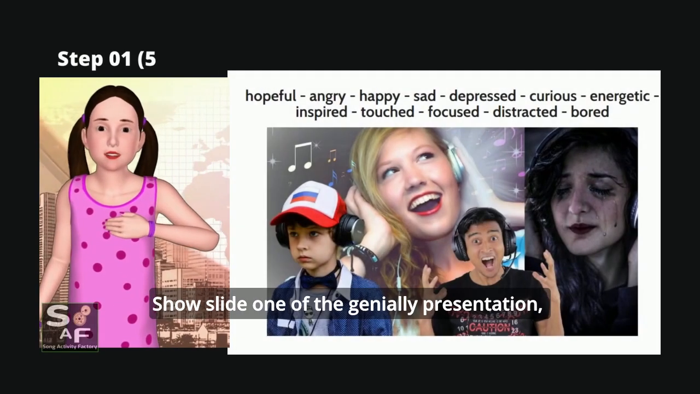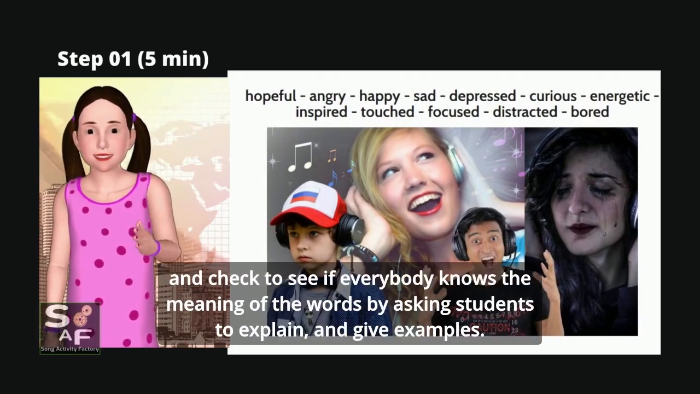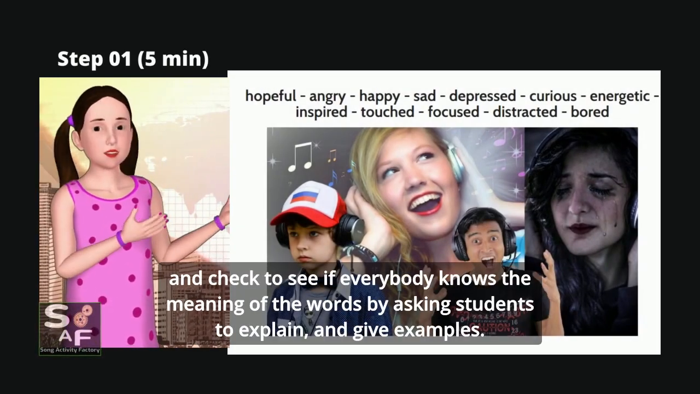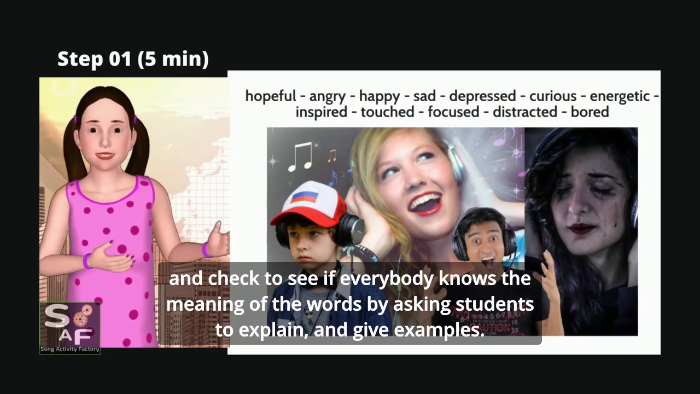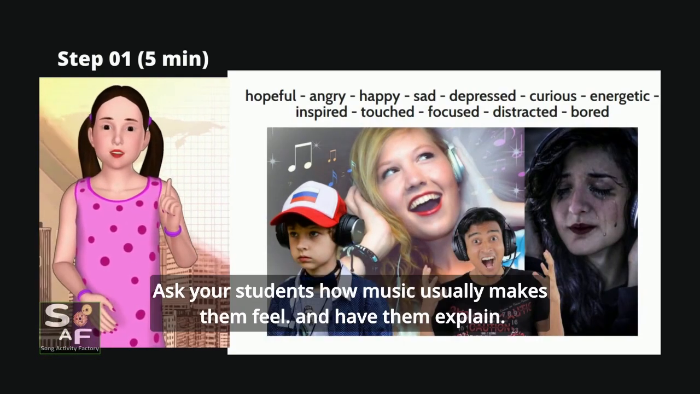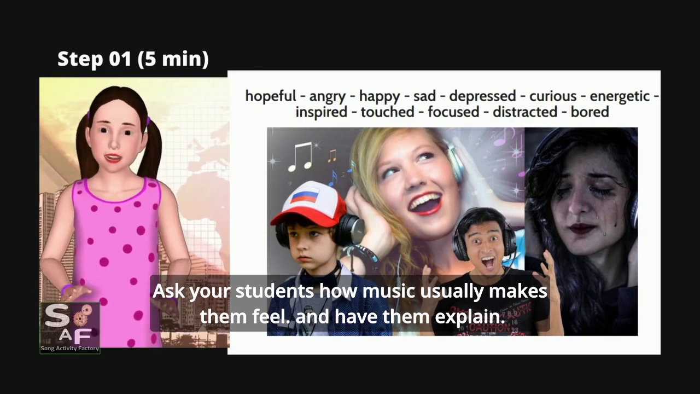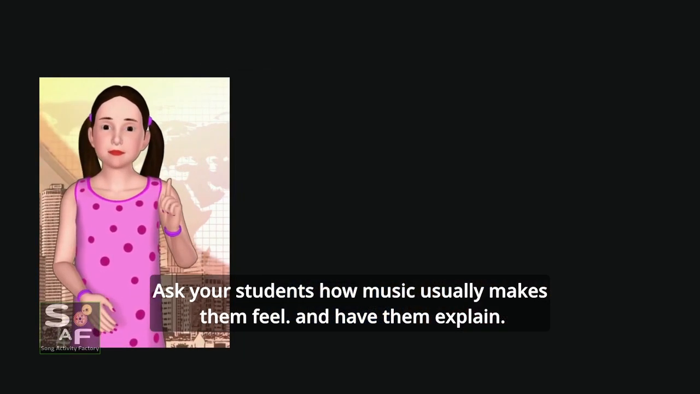Show slide 1 of the Genially presentation, and check to see if everybody knows the meaning of the words by asking students to explain, and give examples. Ask your students how music usually makes them feel, and have them explain.